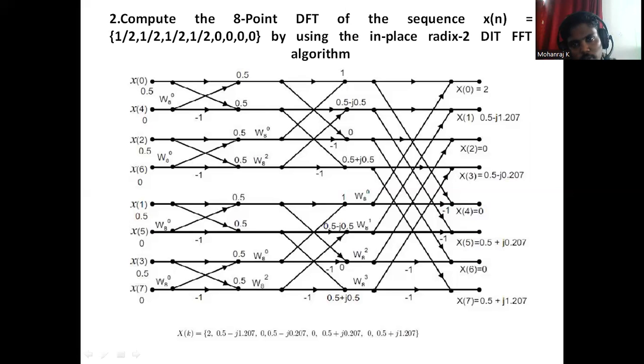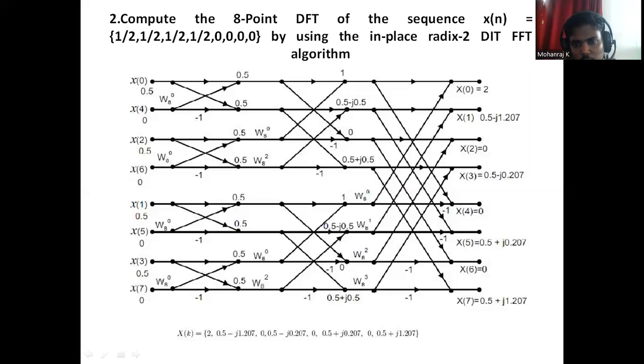Similarly, for the last stage we find x of 0, x of 1, x of 2, x of 3, x of 4, x of 5, x of 6, x of 7. So we got this one. We need x of 0. The output of the previous one is 1, here also 1. So 1 plus 1 equals 2 there. For this one, 0.5 minus j0.5, and for this one, 0.5 minus j0.5.